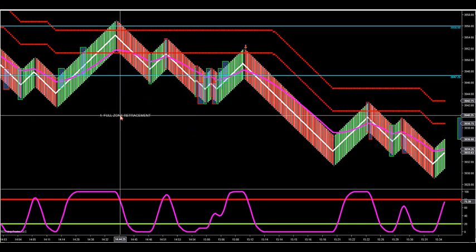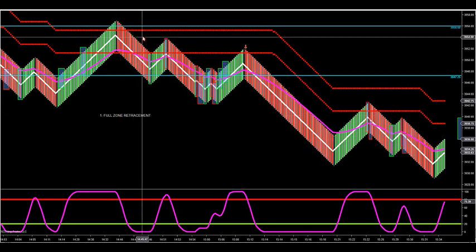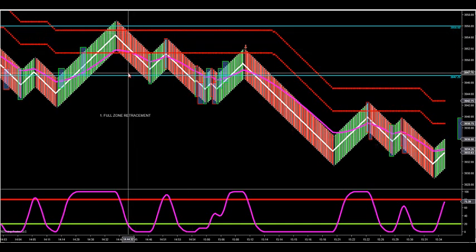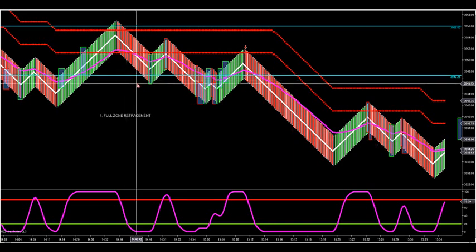Now, how do you know it's a full zone retracement? One, these are our ATRs, and either it's going to be red or green. If it's red, we're looking to sell or short. The market is looking to go down. If it's green, the market is looking to go up. Buy retracement's green, sell retracement's red.